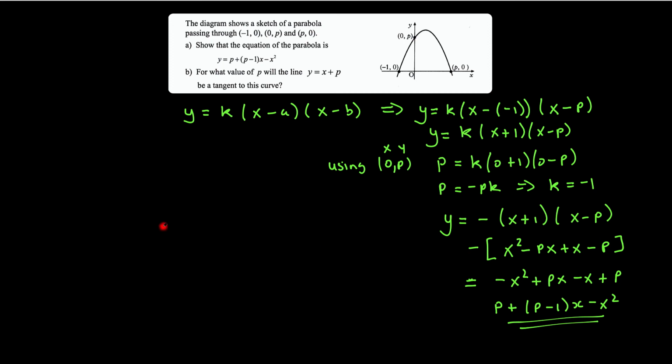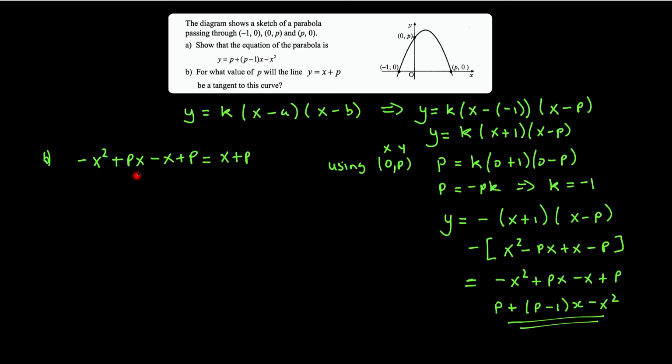Okay, so next step, part B says, for what value of p will the line y equals x plus p be a tangent to this curve? In order to do this question, we need to set these equations equal to each other. I'm going to use this form here, it's much easier. So I would say minus x squared plus px minus x plus p is equal to x plus p, this line. At that point of tangency, this will be the case.